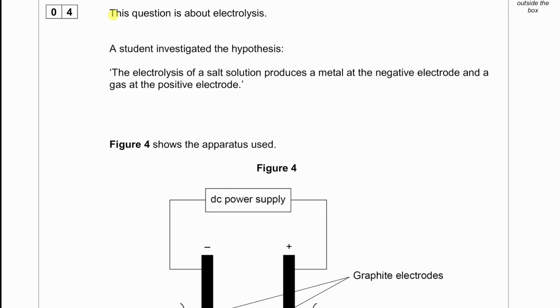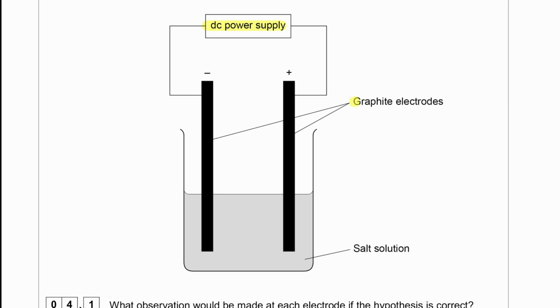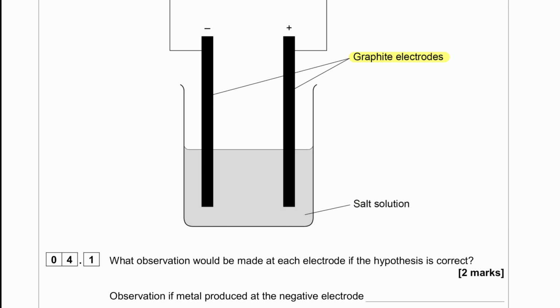Question number 4. This question is about electrolysis. A student investigated the hypothesis: the electrolysis of a salt solution produces a metal at the negative electrode and a gas at the positive electrode. Figure 4 shows the apparatus used. We have a DC power supply, we can see graphite electrodes and we can see salt solution.